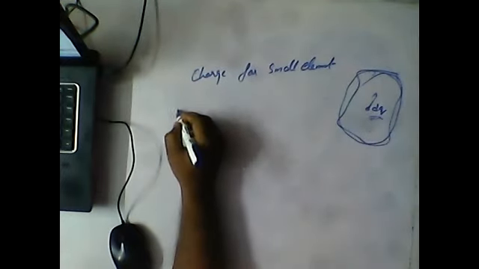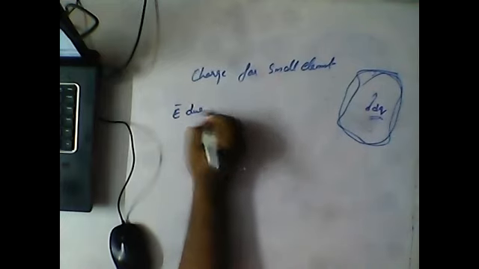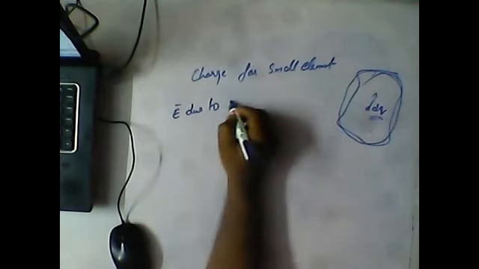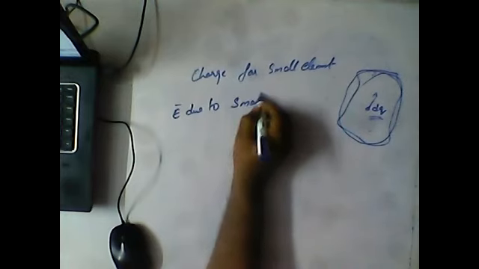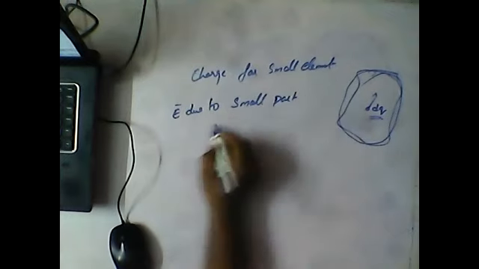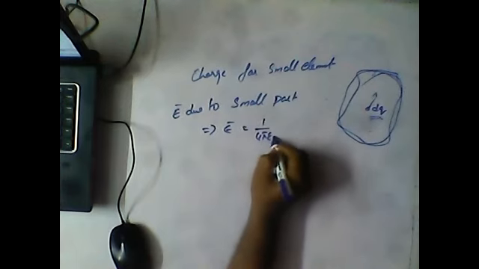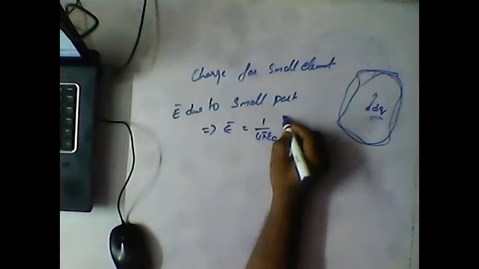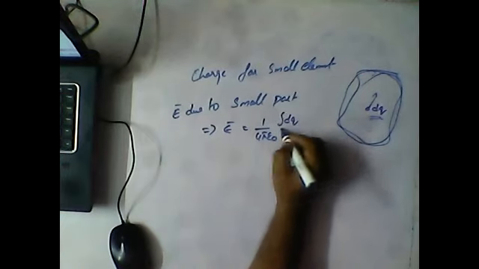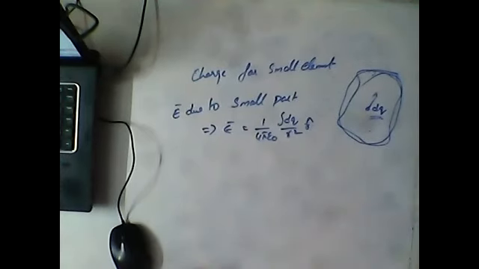So the electric field intensity due to a small part can be given as E bar is equal to 1 by 4 pi epsilon, integration of dq by r square, and r cap is the direction. Clear, guys? Now this is for what? A small part of a whole charge.